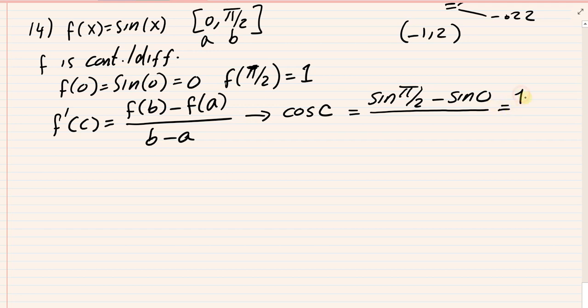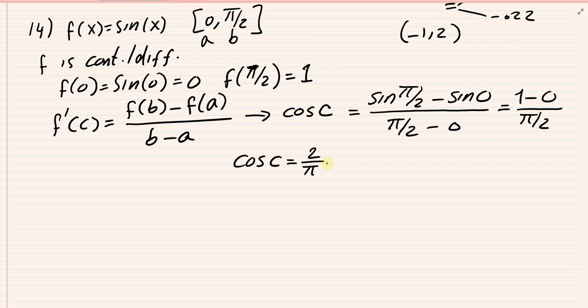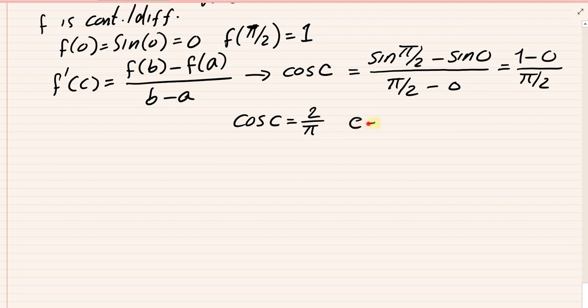Equals 1 minus 0 divided by pi over 2 minus 0, which is pi over 2. And we have cosine of c equals 1 over pi over 2, which is 2 over pi. Okay, cosine c is going to be 2 over pi. So that means c is going to be arc cosine, or cosine inverse, of 2 over pi. Right, that's what c is going to be.